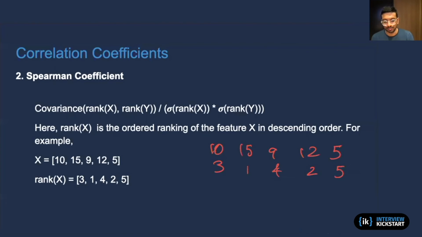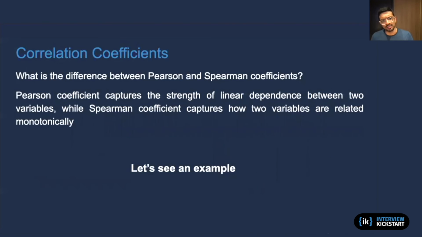We're going to find the covariance of this rank value for x and y, and we are going to find the standard deviation of the rank for x and the standard deviation of the rank for y. Right off the bat, this gives us some pretty big differences between the two of them. So we'll illustrate that in a little bit. But at a high level, the Pearson coefficient captures the strength of the linear dependence between two variables, and the Spearman coefficient captures how they're related monotonically. That is basically, does quantity y increase as quantity x increases, or does quantity y decrease as x decreases, and so on.